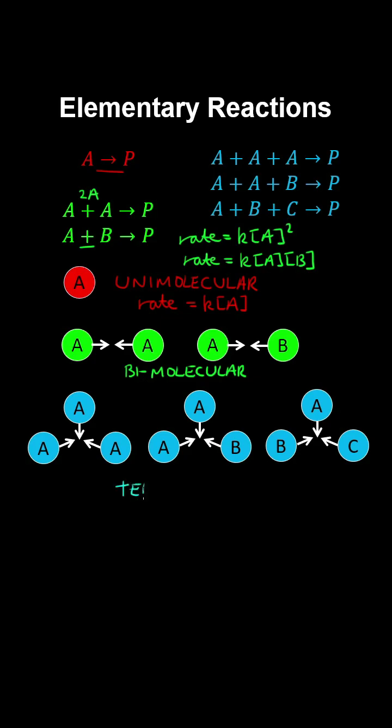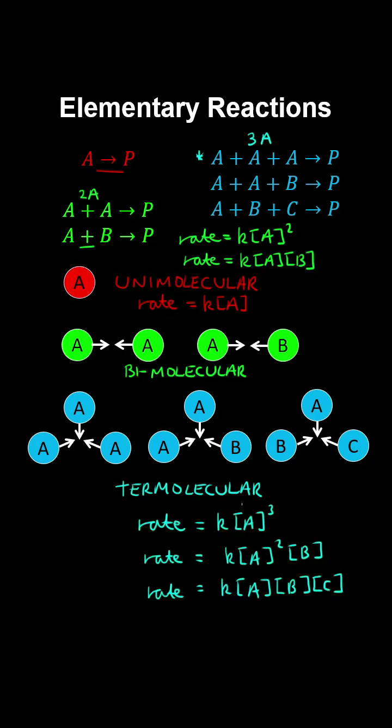In termolecular elementary reactions, 3 reactants collide simultaneously to form products, which is rare. And here are 3 types, where we use the stoichiometric coefficients to write the rate laws. So this type of elementary reaction is third order.